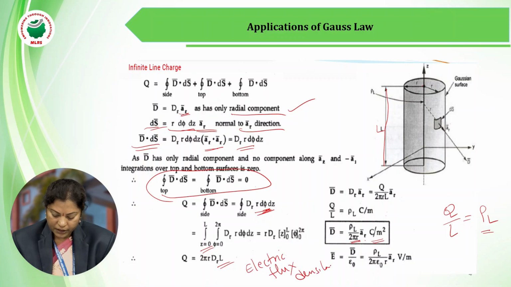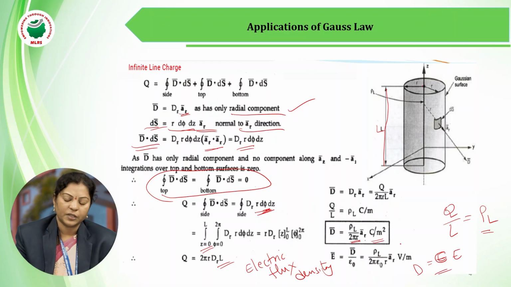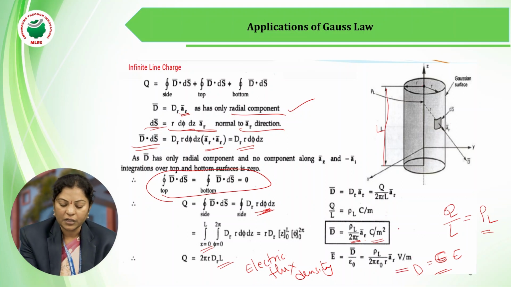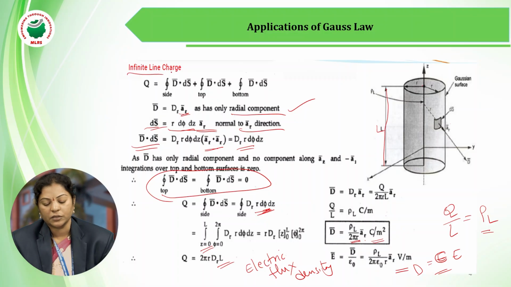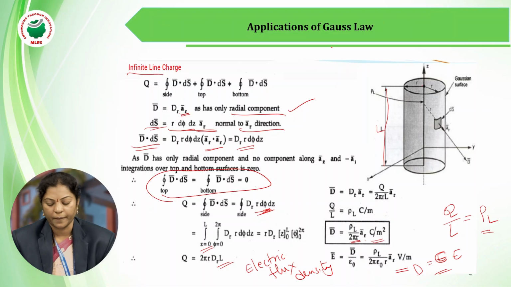As we know, the relation between electric field intensity and electric flux density is D equal to epsilon into E. So by substituting, we get E, the electric field intensity, equal to ρL by 2π epsilon naught r into ar volt per meter. So this is the electric flux density due to infinite line charge. So this is the second application of Gauss law.